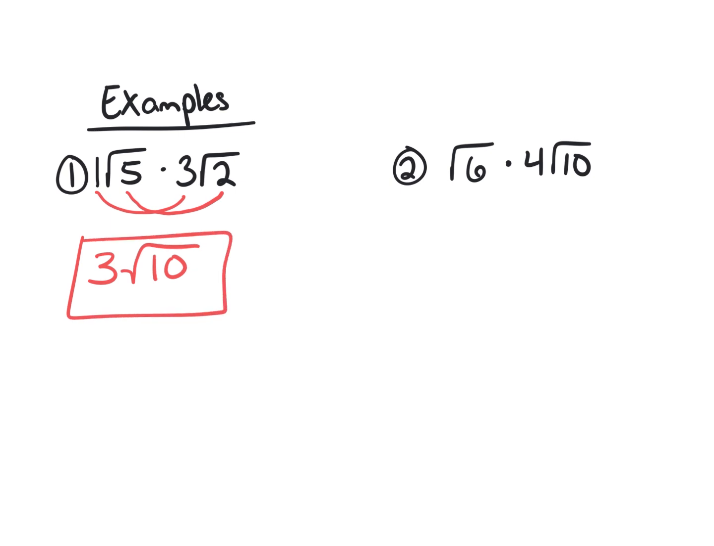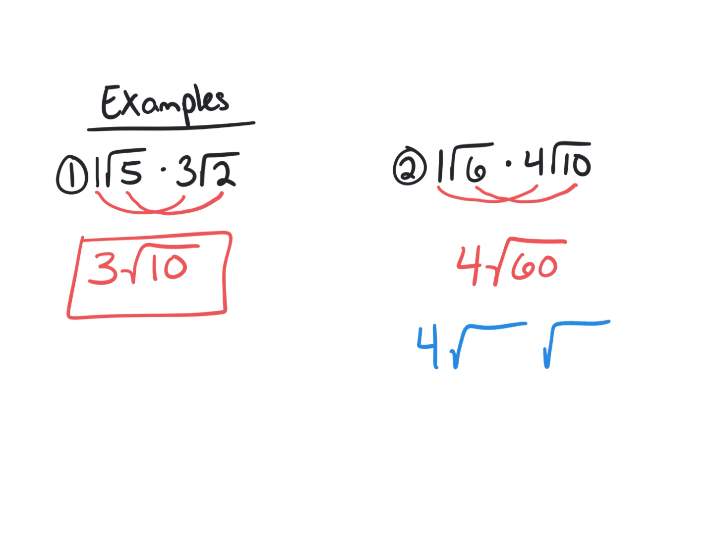Okay, so let's look at number 2. Again, what number is technically in front of that square root of 6? A 1. So again, we're multiplying like terms together. What do I multiply together first? 1 times 4 is 4, and then I multiply square root of 6 times square root of 10 is square root of 60. Again, we're at the simplifying step, so keep this whole number there. A lot of us are going to forget about it, but we got to keep it the whole time.